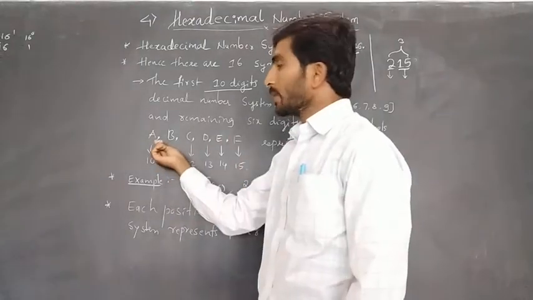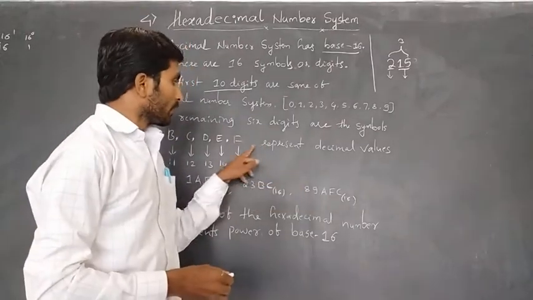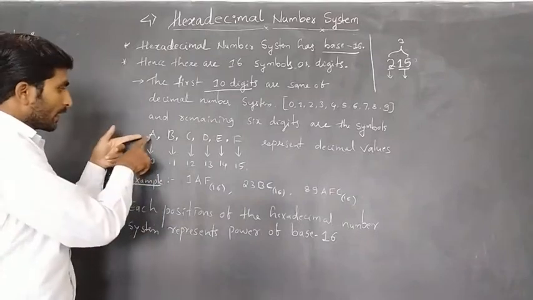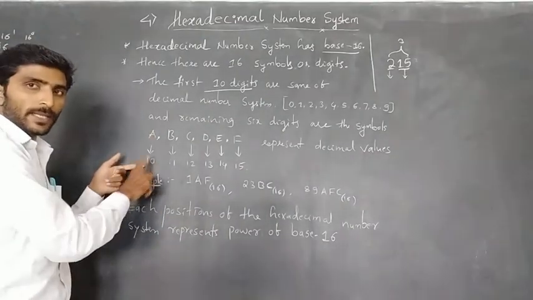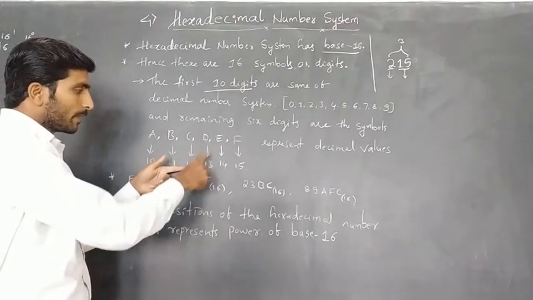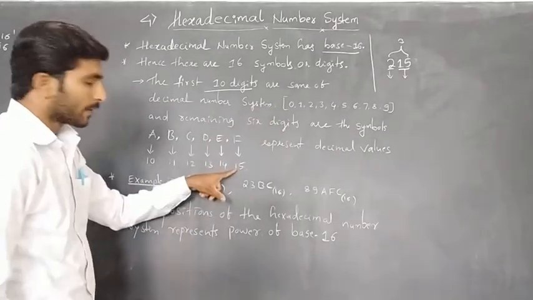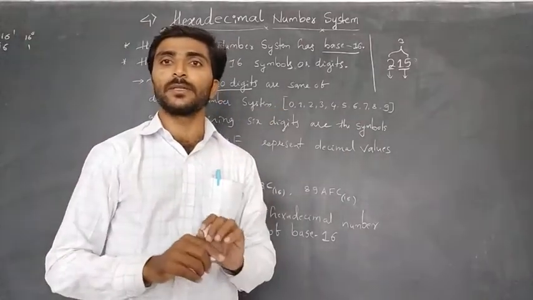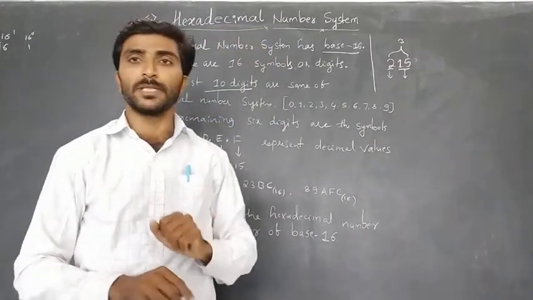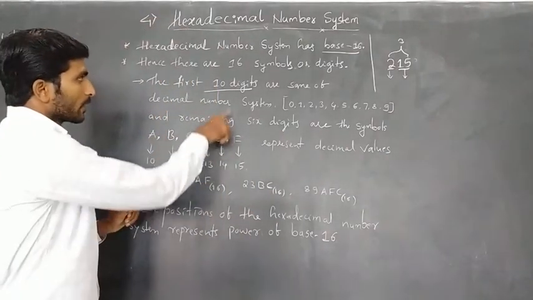These symbols represent decimal values like this: A is equivalent to 10, B is 11, C is 12, D is 13, E is 14, F is 15. So from 0 to 15, there are totally 16 symbols present in the hexadecimal number system.